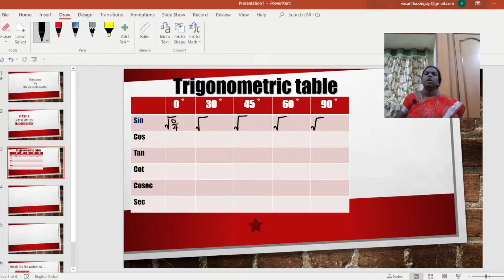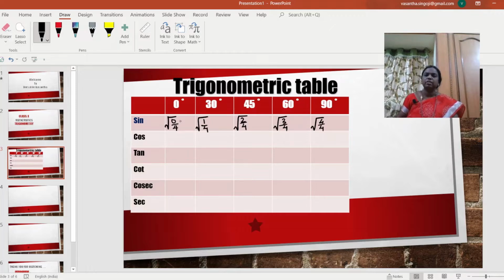Like this. Now after this 0 by 4, simply change the numerator. Increase the numerator by 1 each. So 1 by 4. Next it is 2 by 4. Then 3 by 4. Then we have 4 by 4.